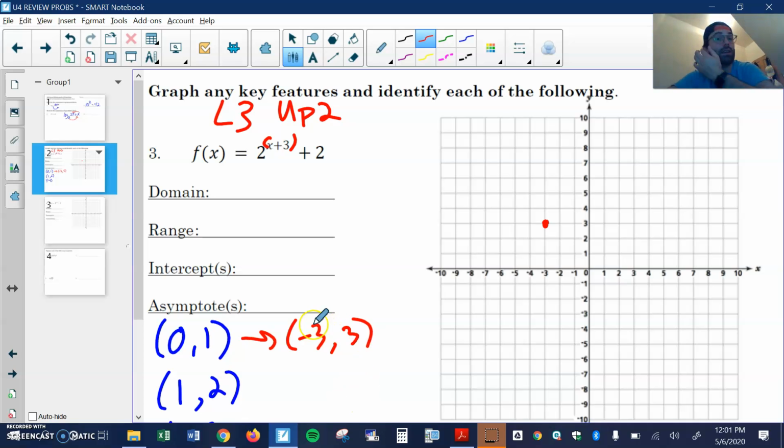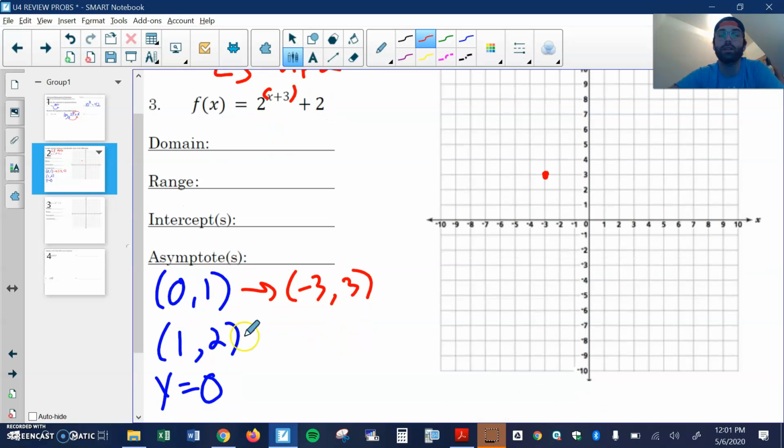Now I'm writing this in red down here so you know where the actual point is in case it's hard to tell. You don't actually have to write this part, but it's very helpful that you start here. I would like you to start with these 3 key features and then shift from there. So knowing your key features is important. Start at 1, 2. Shift left 3: 1, 2, 3. Up 2: 1, 2. So I'm at negative 2, 4. So this became negative 2, 4.